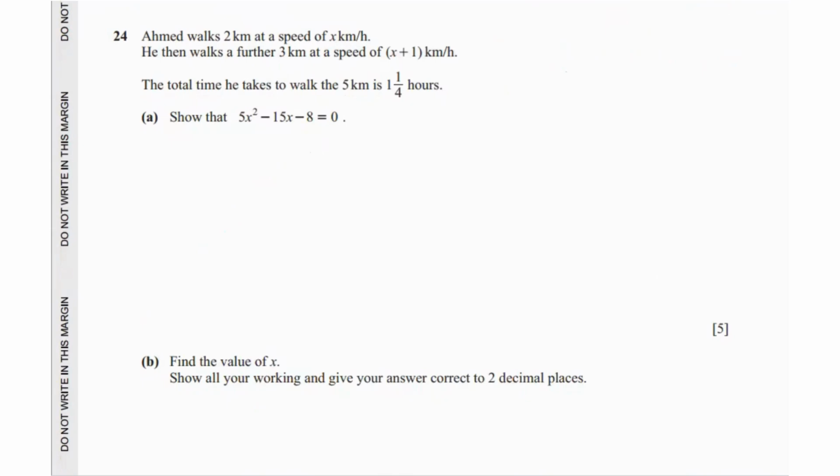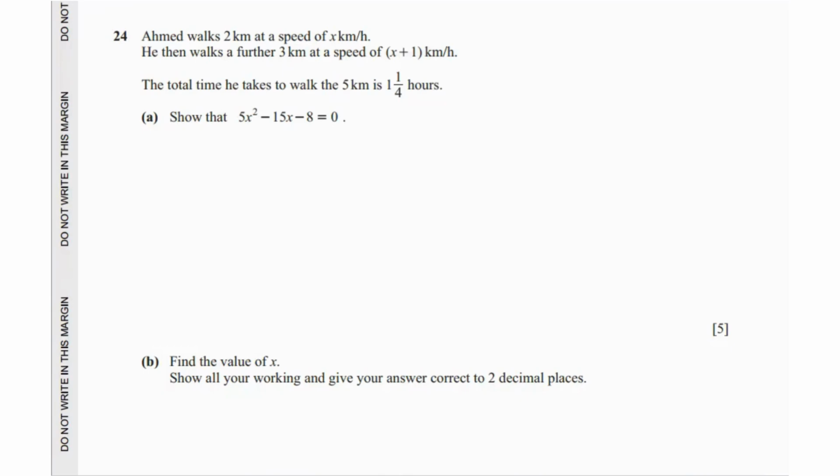Then it says Ahmed walks 2 kilometers at a speed of x kilometers per hour. He then walks a further 3 kilometers at a speed of x plus 1 kilometers per hour. The total time he takes to walk the 5 kilometers is 1 and 1 over 4 hours. Show that 5x squared minus 15x minus 8 equals 0.